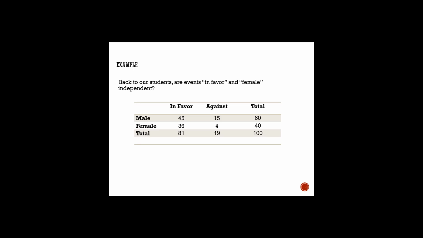Let's go back to our students and the question that they were asked about online homework. Let's look and see if the events in favor and female are independent. Now, what is that asking? Well, it's really asking the question, did males and females answer this question about being in favor of online homework differently? In other words, I'm going to look at the events female and in favor, and see if they are dependent on each other, if the answer in favor changed based on whether it was female or male that answered the question.